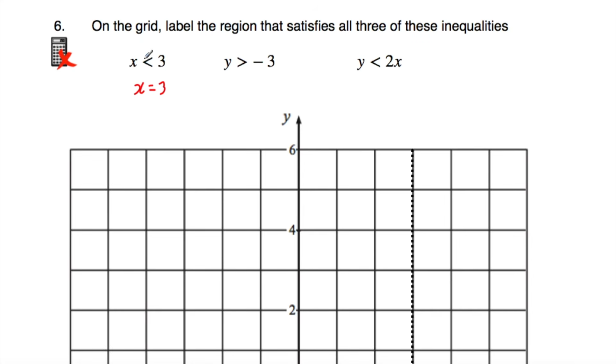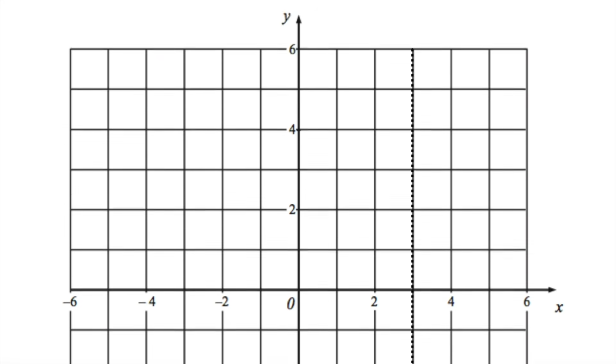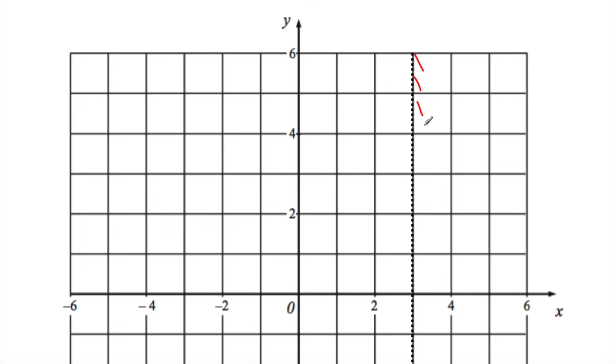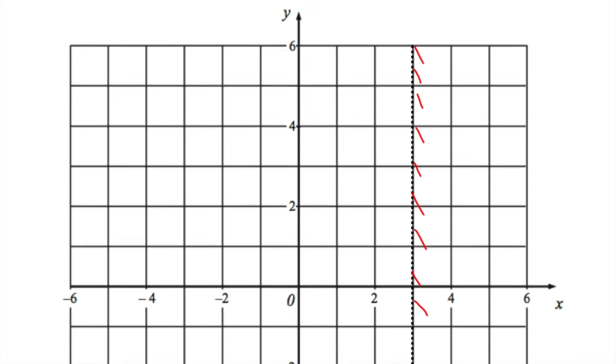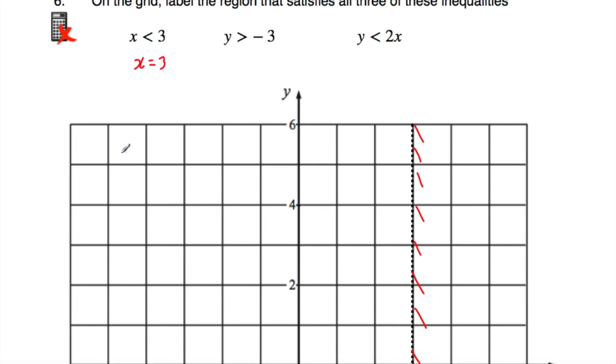We want the x-coordinates that are less than 3. So all the points to the left of that line would satisfy it, and all the points to the right wouldn't. So let's reject to the right of that line. I'm just going to do little dashes here to remind ourselves that we're rejecting anything to the right of that line. Okay, so that's the first inequality done. X is less than 3, so that's anything over this side.